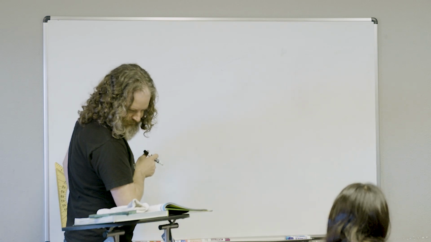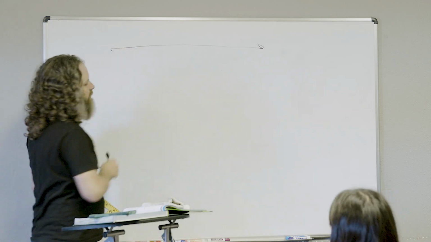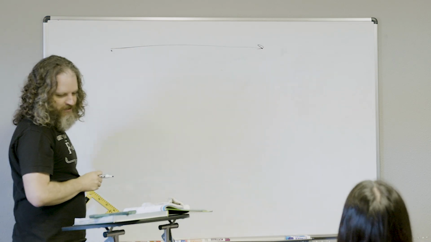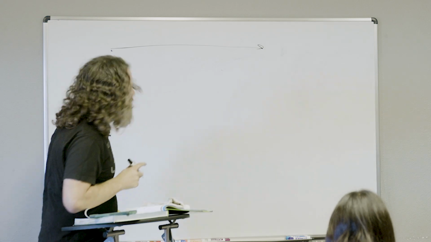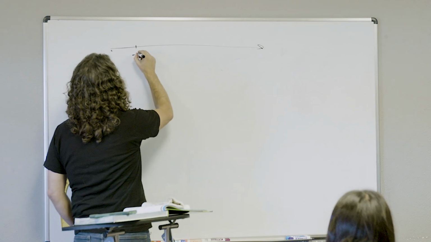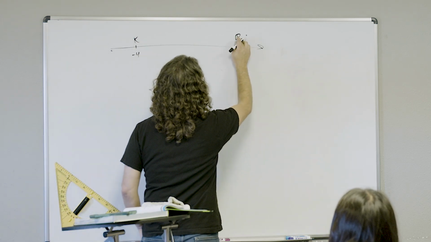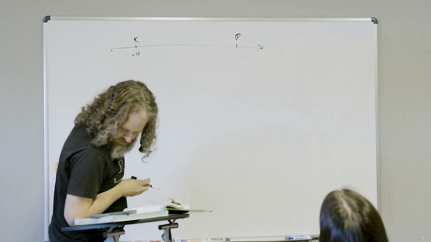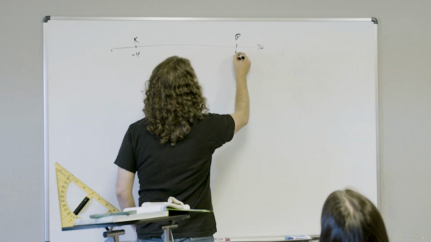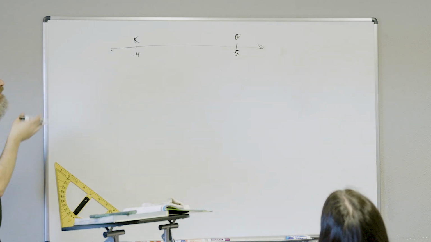All right, number 26. We got a number line. That's just like how your work should look. We just got 3 minutes. We got this. K is at -4, and P is at 5. And we're expected to find the measure of KP. How do we do that?